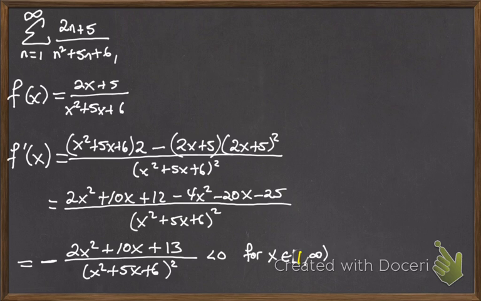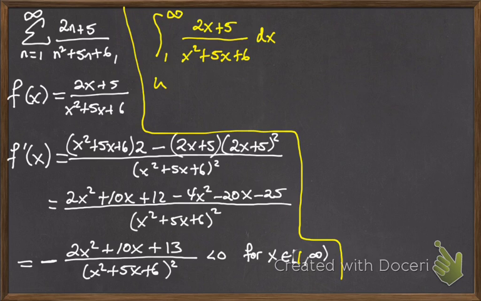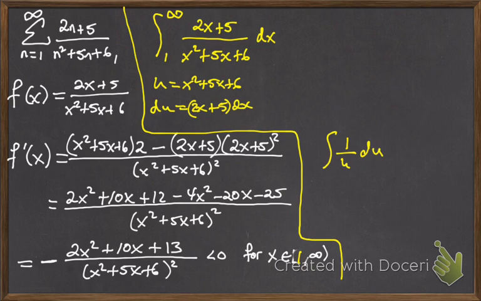So then what we're going to do is compare this with the integral here: the improper integral from 1 to infinity of (2x plus 5) over (x squared plus 5x plus 6) dx. Okay, this is rigged to be a nice u substitution problem. So u will be the denominator, and du will be the numerator. If we look at it in terms of just the integral, that's 1 over u du, and so that's going to be the natural log absolute value of u plus the constant of integration.